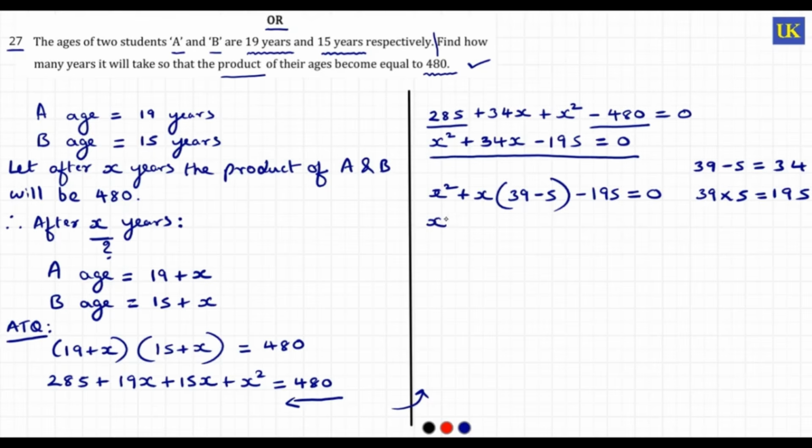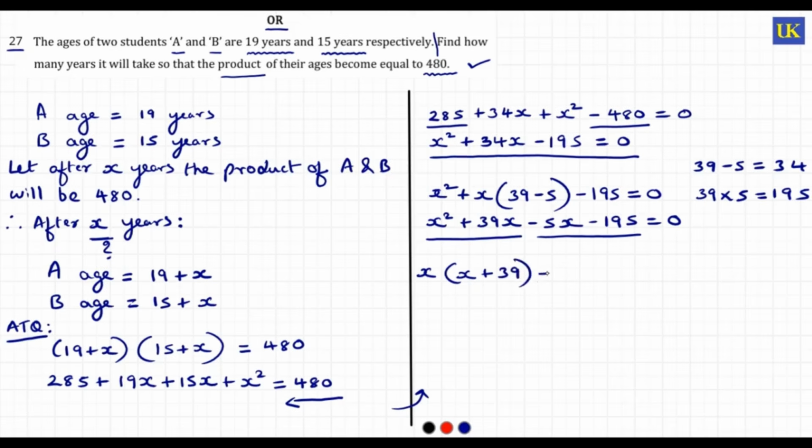Now x square plus 39x minus 5x, multiplying x once with this and once with this. Very simple. Minus 195 is equal to 0. We will take out something common from this and something from this. So x plus 39, minus 5 and x plus 39, because 39 into 5 is 195, right, is equal to 0.